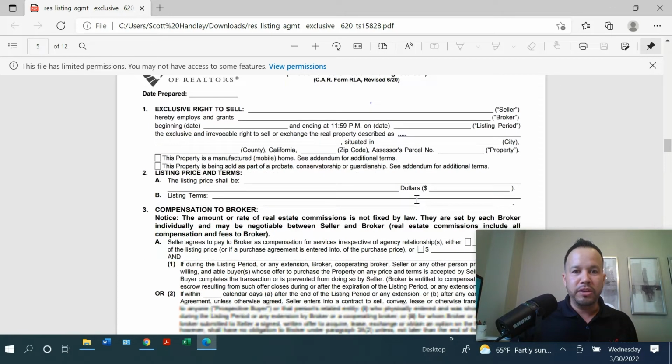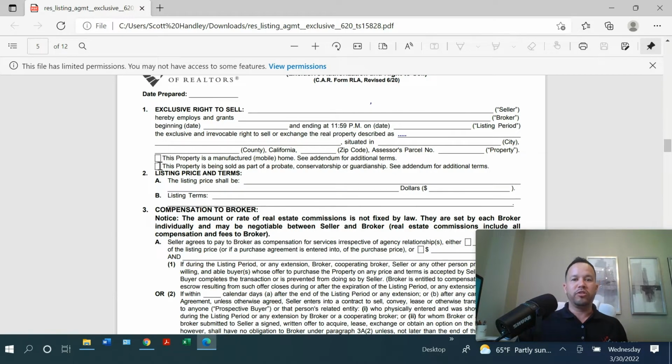If the property is a manufactured mobile home, you will want to check this box here. If the property is being sold as part of probate, conservatorship, or guardianship, you will check this box here. And again, we just discussed that a little bit on probate.